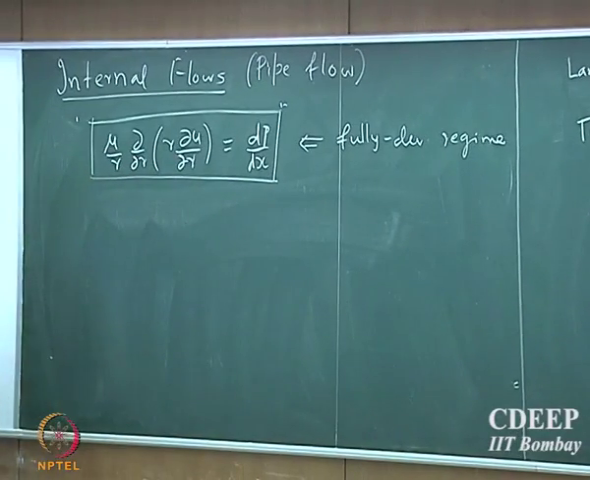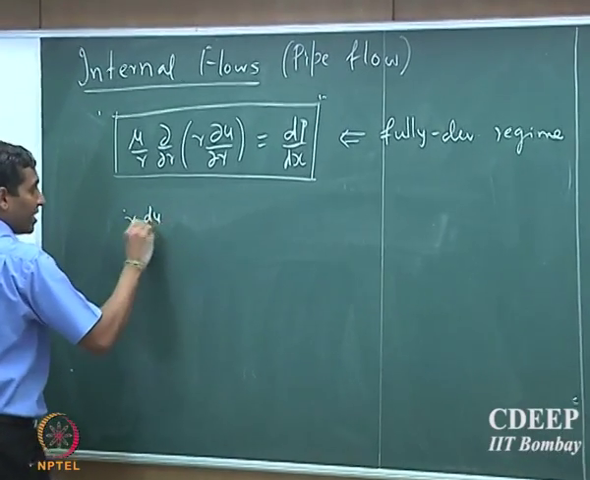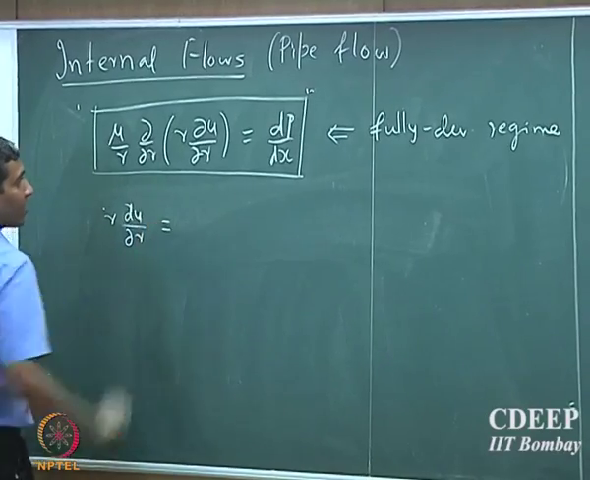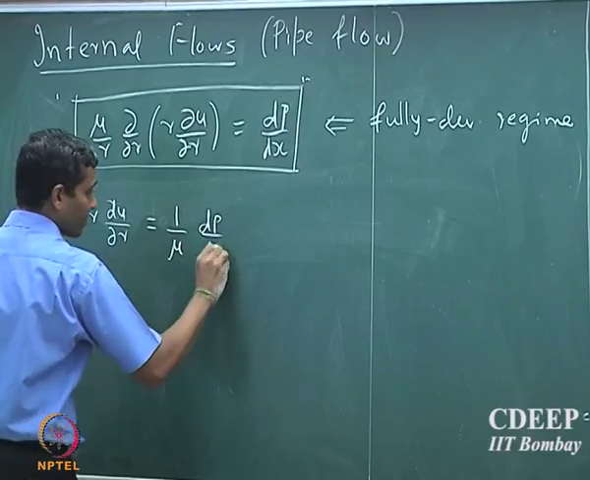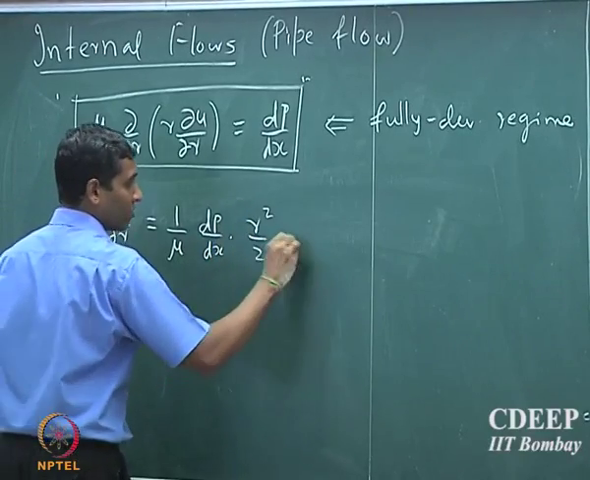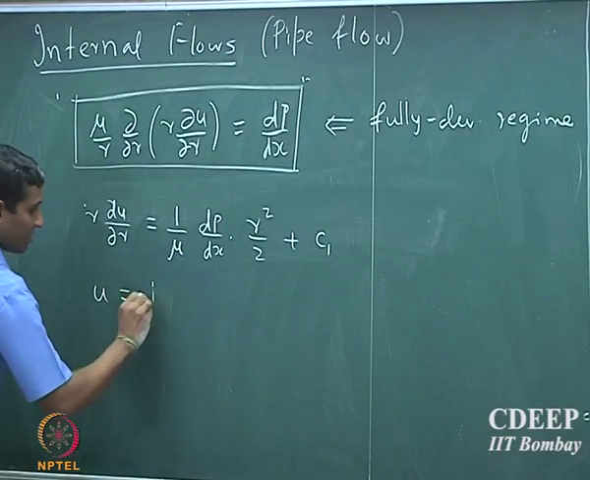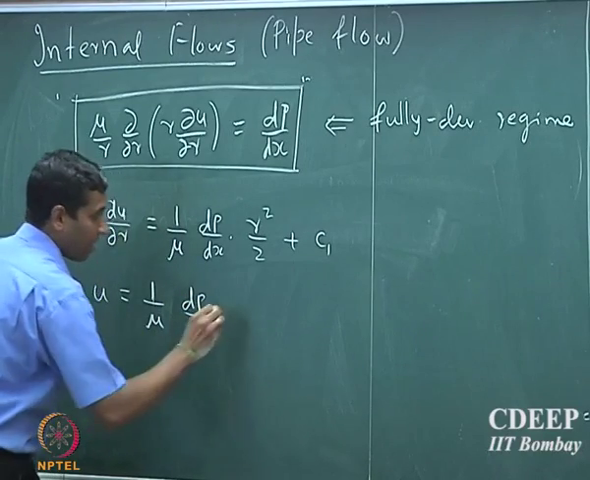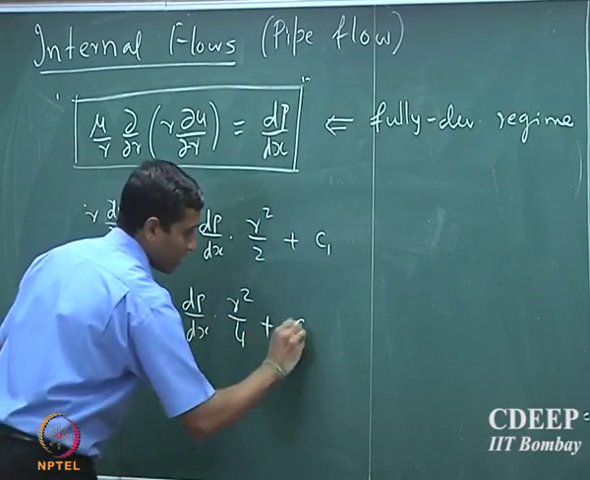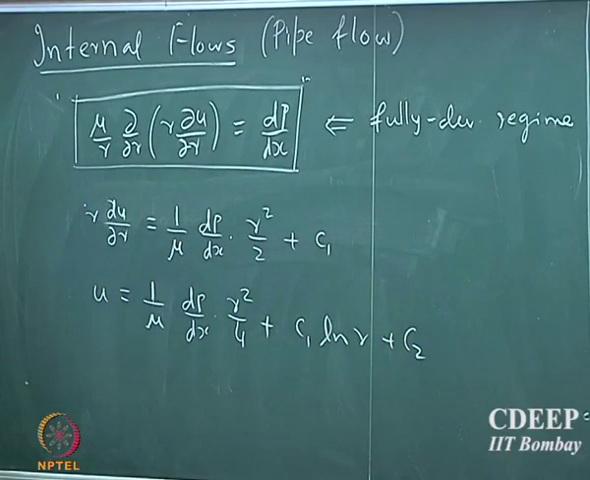So I can integrate this expression, so it will be r du by dr, that's equal to 1 by mu dp by dx into r square by 2 plus C1, and u is 1 by mu dp by dx r square by 4 plus C1 ln r plus C2. So that's the integral. What are the boundary conditions?